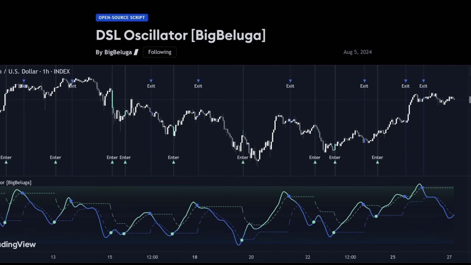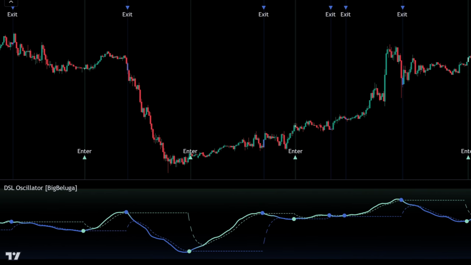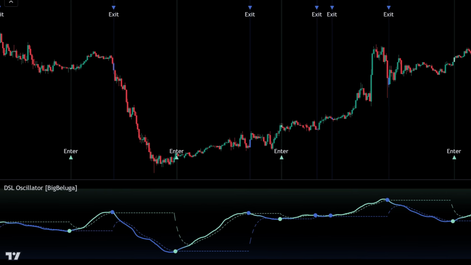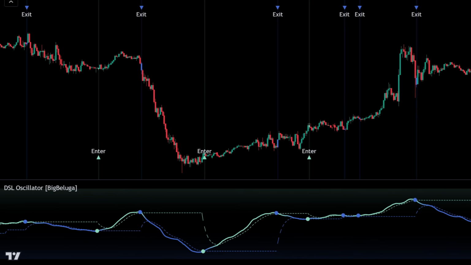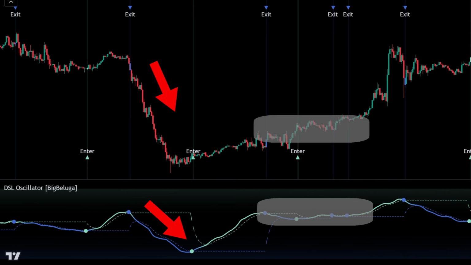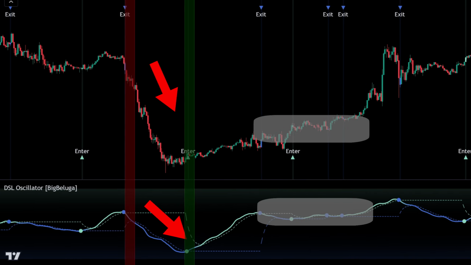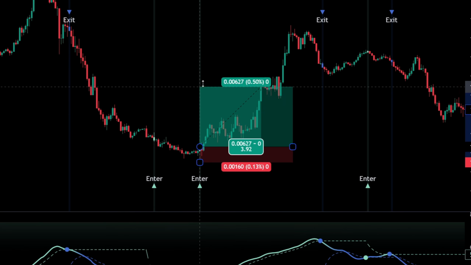Second is the DSL oscillator by Big Beluga. The DSL, or Discontinued Signal Lines oscillator, combines elements of the RSI, discontinued signal lines, and zero-lag exponential moving average to help traders identify trend direction, momentum, and potential reversal points in the market. It provides you with exact entry and exit signals, which makes it very easy to use.